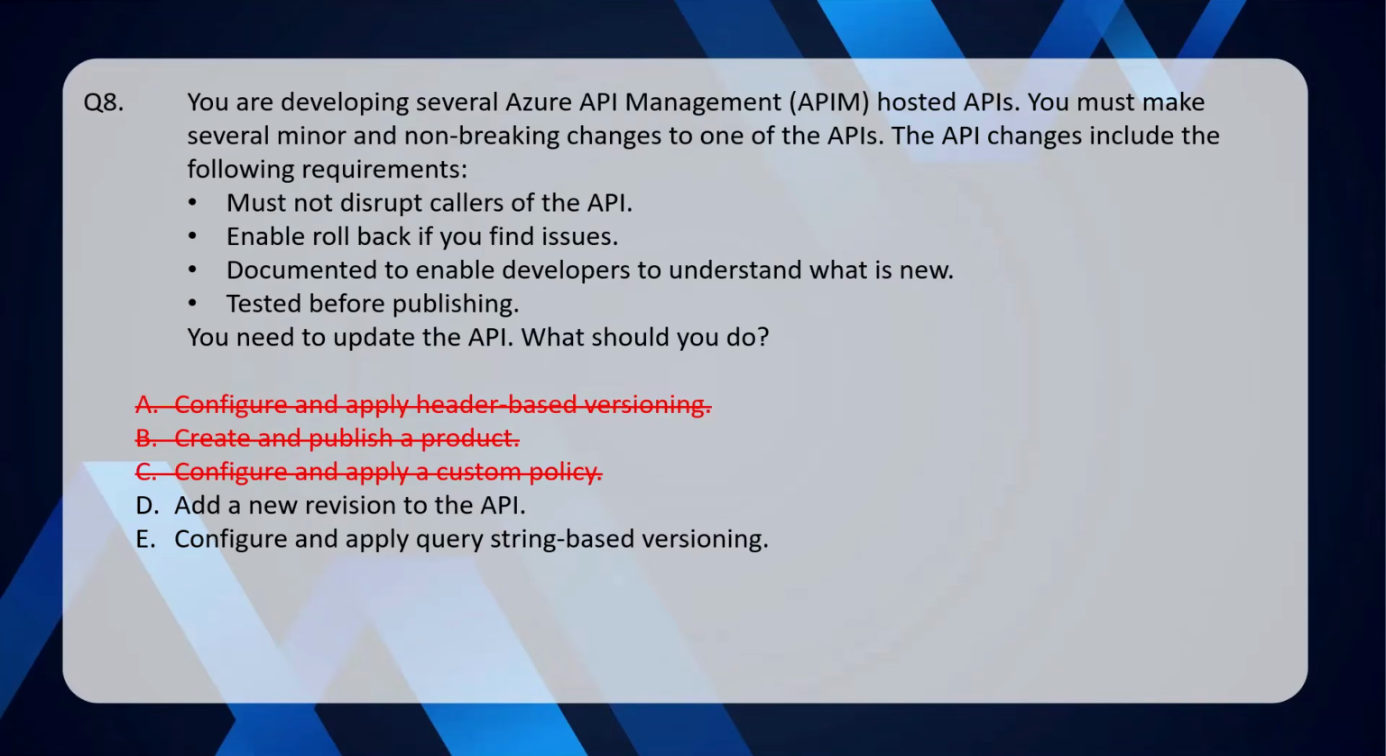An API revision allows you to safely introduce changes and keep the original version active for consumers, test and validate the revision privately, and roll back to a previous revision if needed, which is what we need here. It even allows you to add descriptions or documentations for the revision. Now, last option, which we know is incorrect, is for versioning similar to header based in option A.